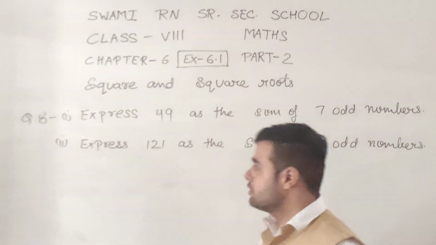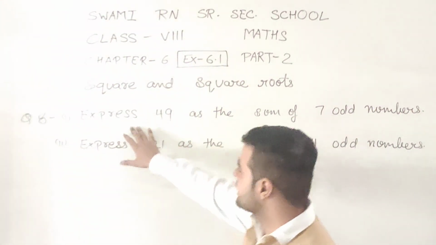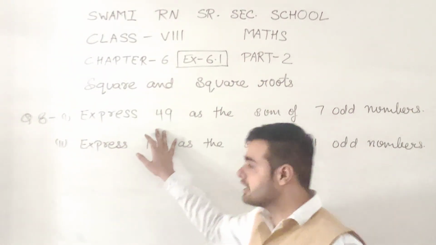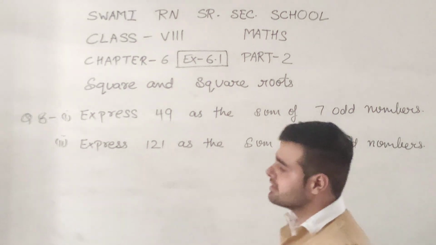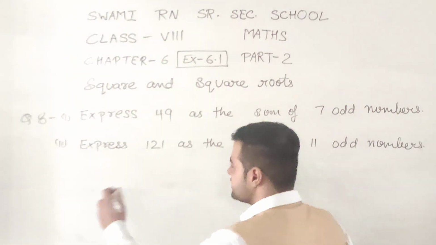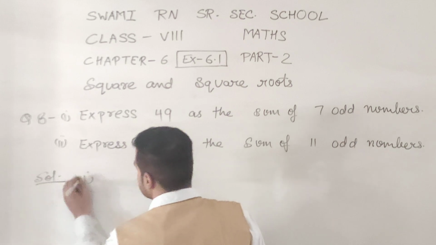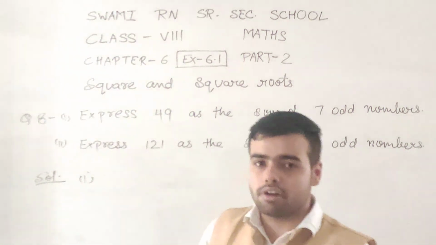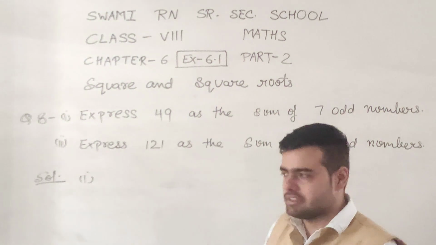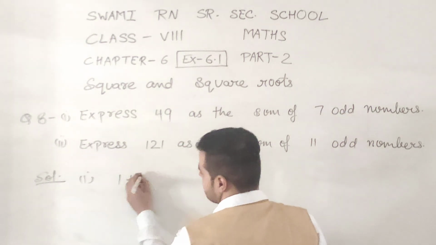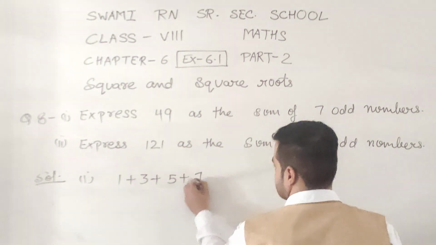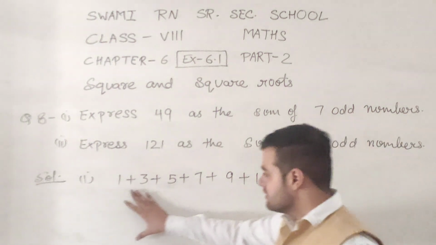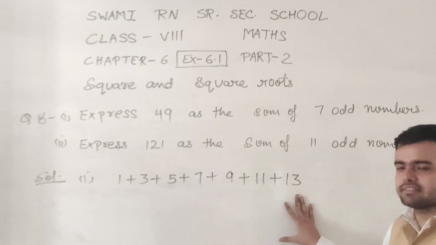Good. Now in question number 8, the first part, express 49 as the sum of 7 odd numbers. This is just the inverse of question number 7. We just have to write 49 as the sum of 7 odd numbers, which means writing consecutive odd numbers like 1, 3, 5, 7, 9. So 1 plus 3 plus 5 plus 7 plus 9 plus 11 plus 13. Those are the 7 odd numbers.